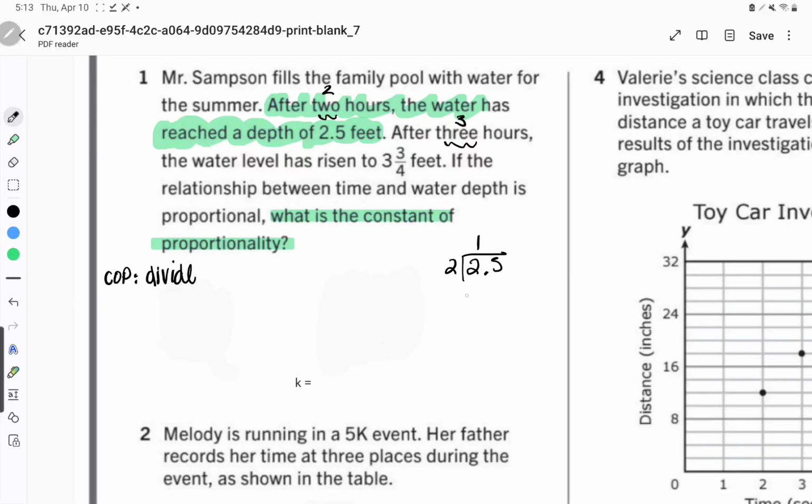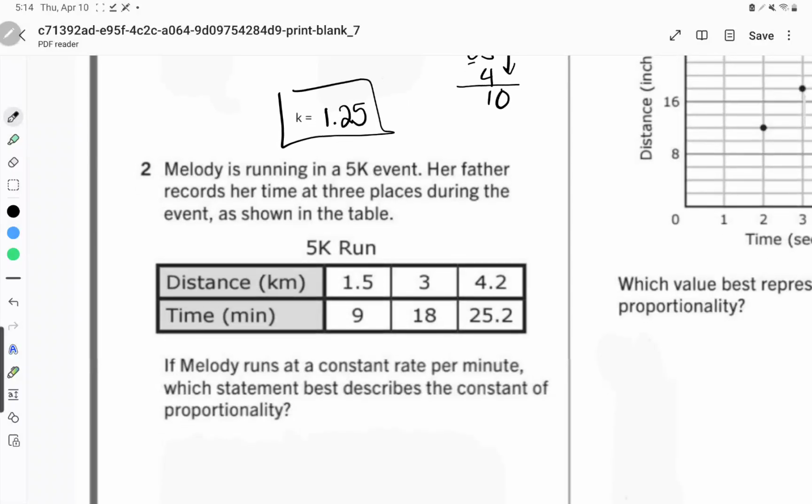2 goes into 2 once. 1 times 2 is 2. Subtracting that gives me 0. Drop down the 5. 2 goes into 5 twice. 2 times 2 is 4. Subtracting that gives me 1. Add another 0. There's already a decimal, so I don't have to add a decimal. And then 2 goes into 10 5 times. Bring that decimal straight up, and we get that k, or the constant of proportionality, equals 1.25.